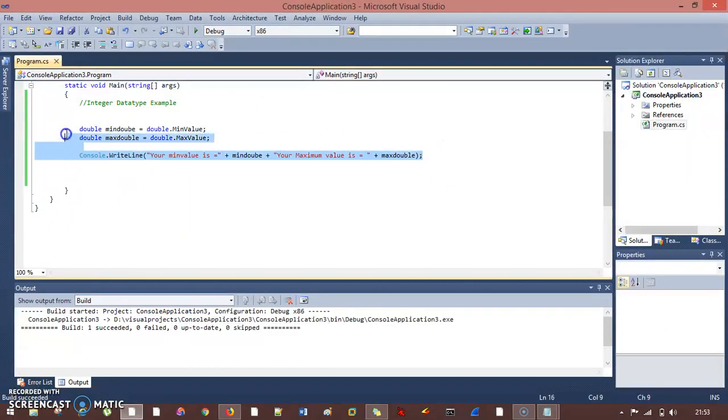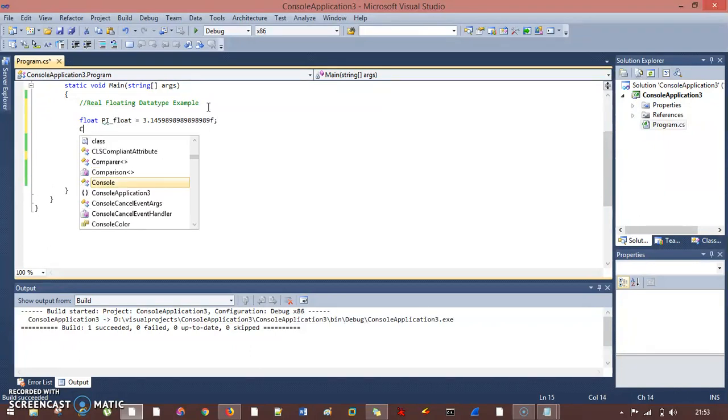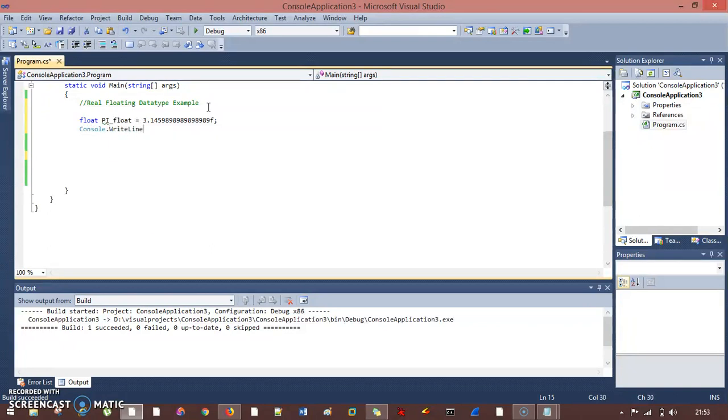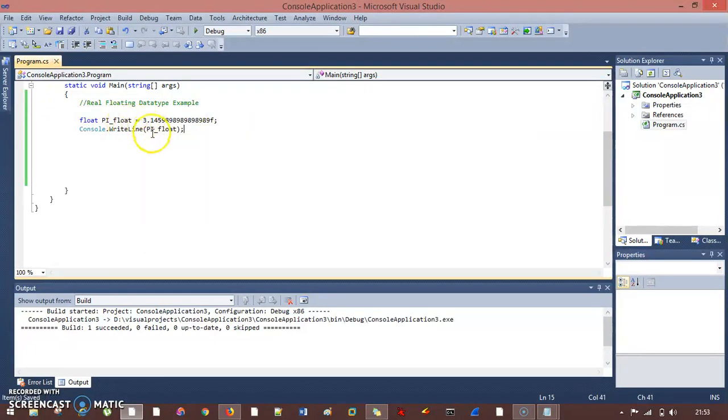So we have this one, we remove this one, and then instead of integer we'll take real types, floating or something like that. Let's go for the example. So I have a float data type here and I want to provide the pi of float, and let's say I have a number 3.14567819 whatever, and I write f, and I just need to print this out. So let's see, Console.WriteLine, and then the pi float. So this is your float data type. What do you think, does the complete number get printed or not?